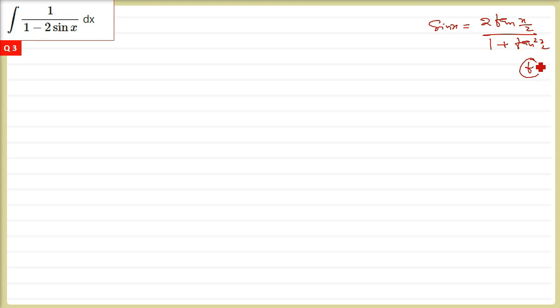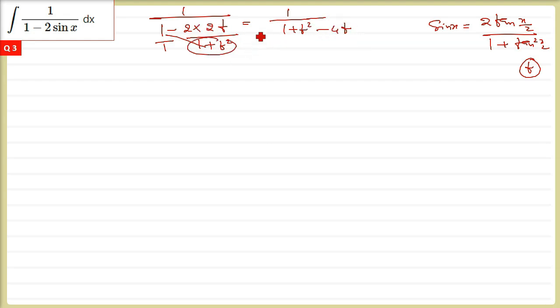Now let me just take this tan x by 2 as t, just to show you how this denominator will be formed. So 1 by 1 minus 2, sin x can be written as 2 tan x by 2 divided by 1 plus tan square x by 2. I am writing just t for it, just to show you. Now just take the LCM here. So 1 plus t square minus 4t. 1 plus t square goes here, minus 2 into 2t. 1 plus t square in the denominator goes up.